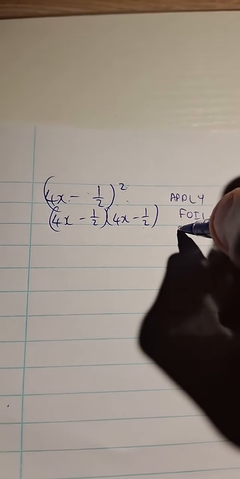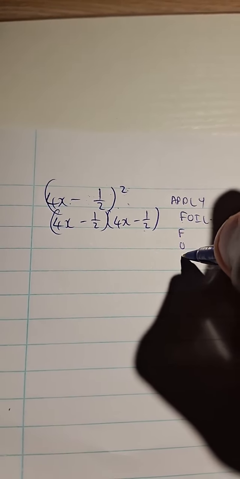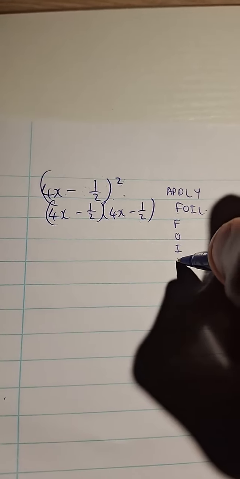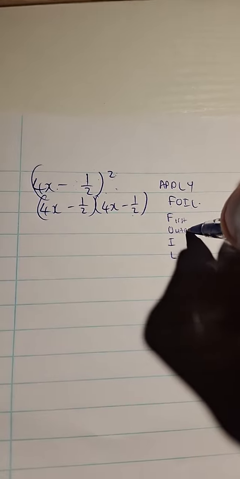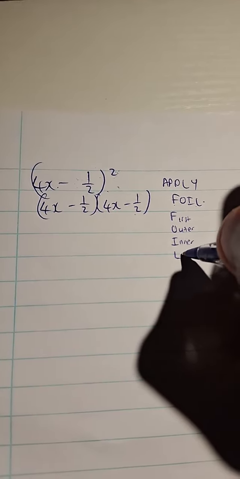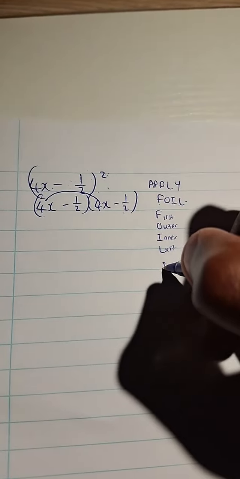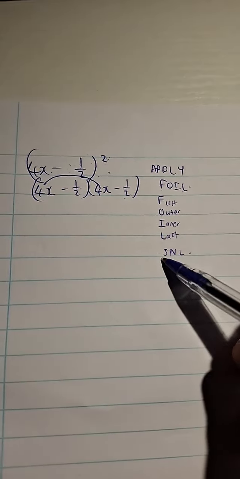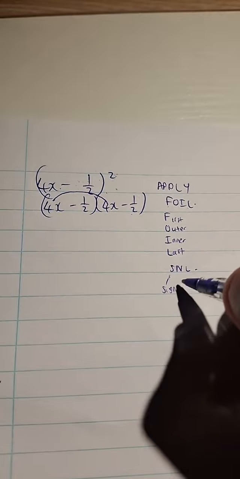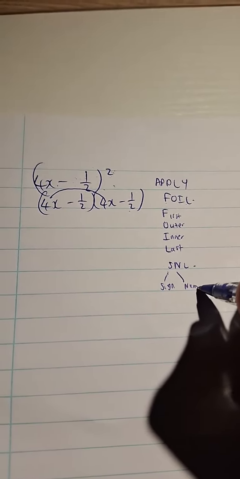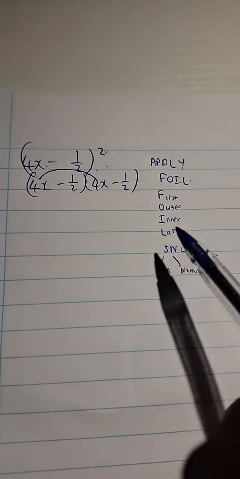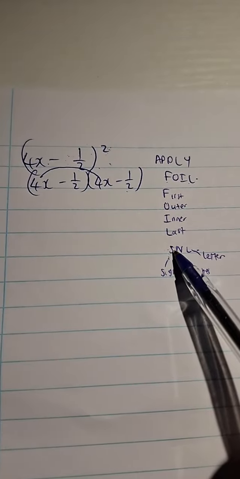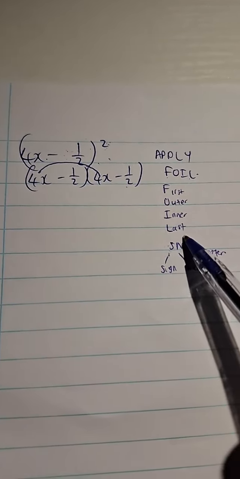FOIL. We multiply the first term, the outer term, the inner term, and the last. First, outer, inner, last. And when we do this, guys, don't forget S for sign, N for number, L for letter. We multiply the sign, the number, the letter.